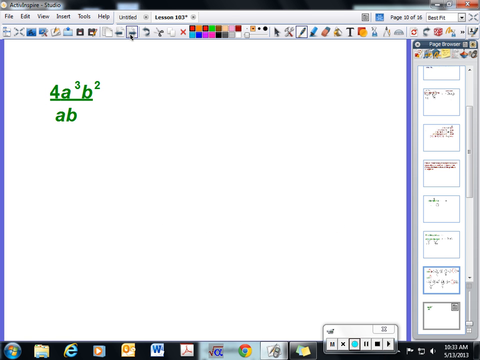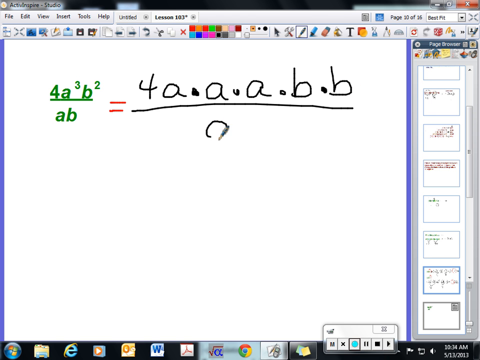Alright, now, our other topic for today then is dividing expressions, algebraic expressions like this one, and actually simplifying them. What you want to do is factor these out. So I've got 4a cubed. So that means that's a times a times a times b over a times b.